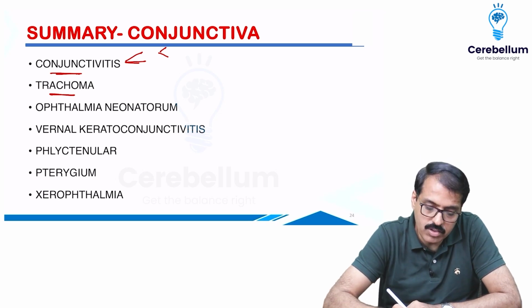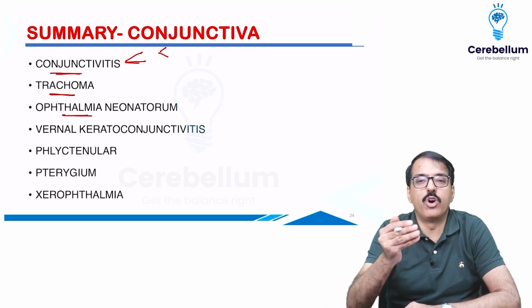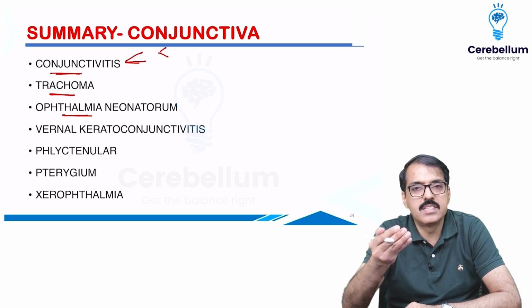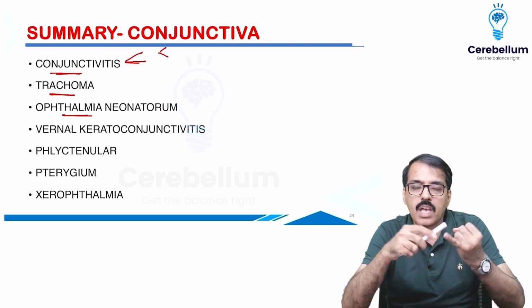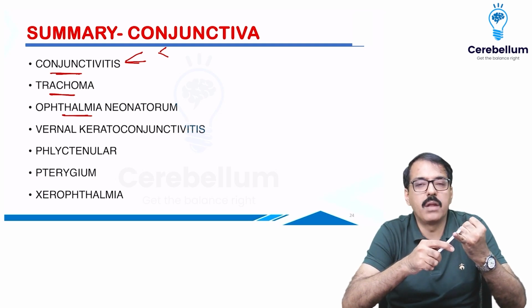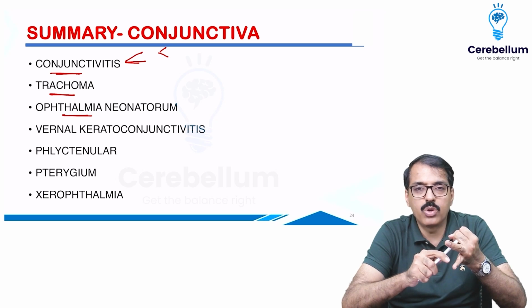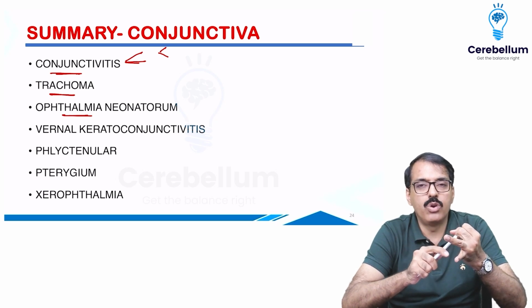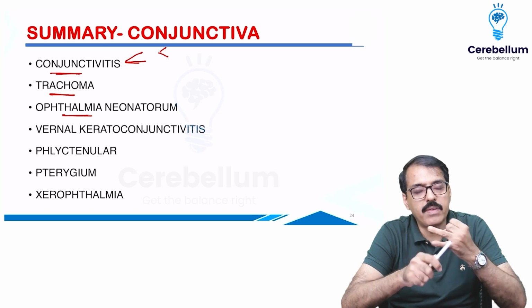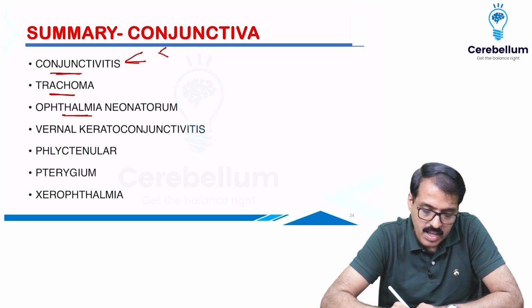Okay. Next is ophthalmia neonatorum. Any newborn born with watery eyes in the first month of life is pathological. The causes can be chemical, bacterial, herpetic, chlamydial, gonococcal. Earlier, gonococcal was most common. Now, gonococcal has reduced because of good antibiotics. Now, chlamydial is the most common cause.